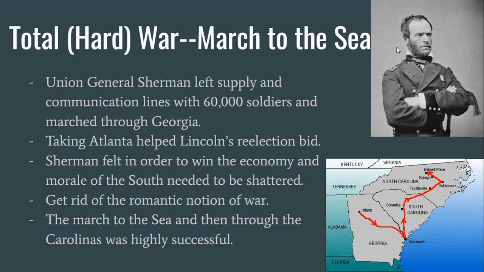Sherman felt that in order to win the war, the economy and morale of the South had to be shattered. And the best way to do that was to show the Confederacy that Union armies can march through any part of their territory unimpeded and do what they like. This was also, in his view, the nature of war. And Sherman dismissed the romantic notion of war of just being two armies battling it out on the field. Total or hard war would bring the destruction to all aspects of the enemy's society, and thus bring about a more swift end to the war. His armies marched through Georgia, and the subsequent march to the Carolinas were highly successful in its aims.